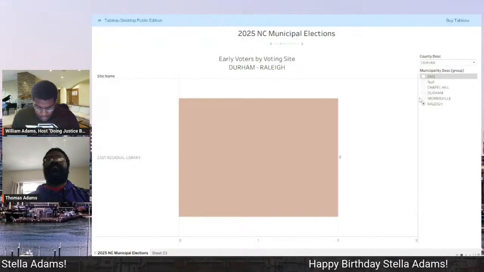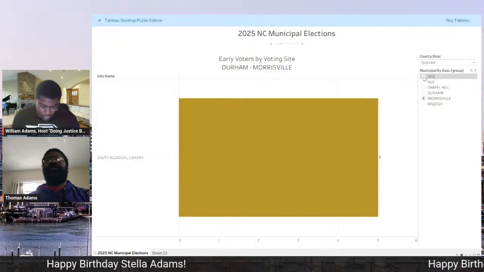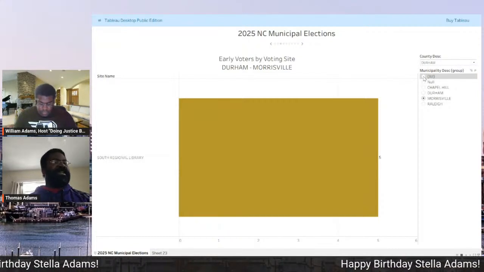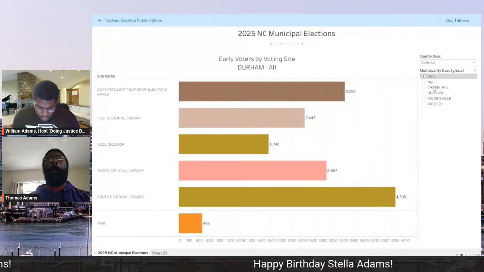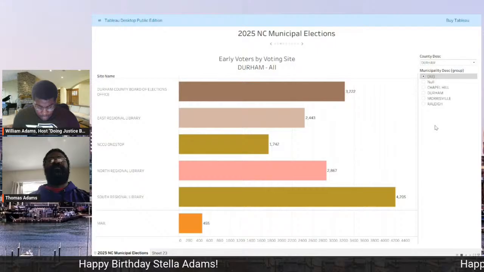I'm actually a bit surprised that there are people from Raleigh, but I imagine that they may be updating their registration, because that is something you can do at the voting site.